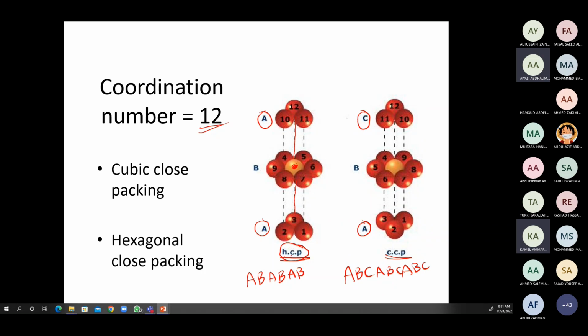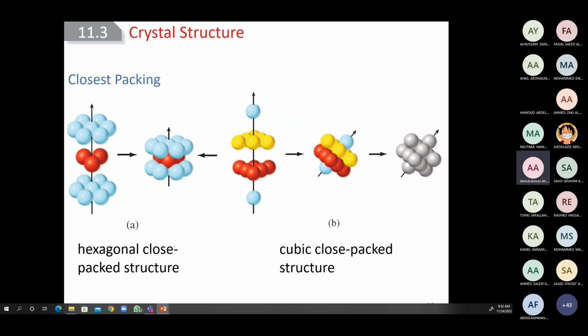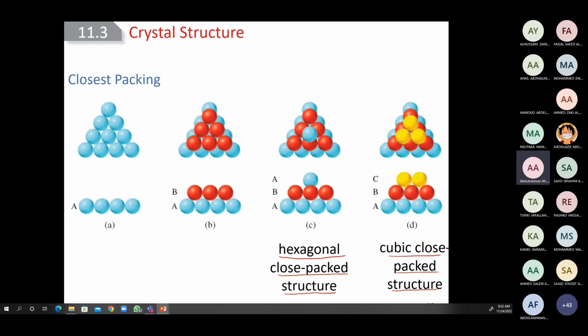Hexagonal close packing. How do we pack it? A, B, A, B, A, B, A, B. Clear? Read this. Cubic close packing. And how do we pack it? A, B, C, A, B, C, A, B, C. And that's why, okay, look at this one.